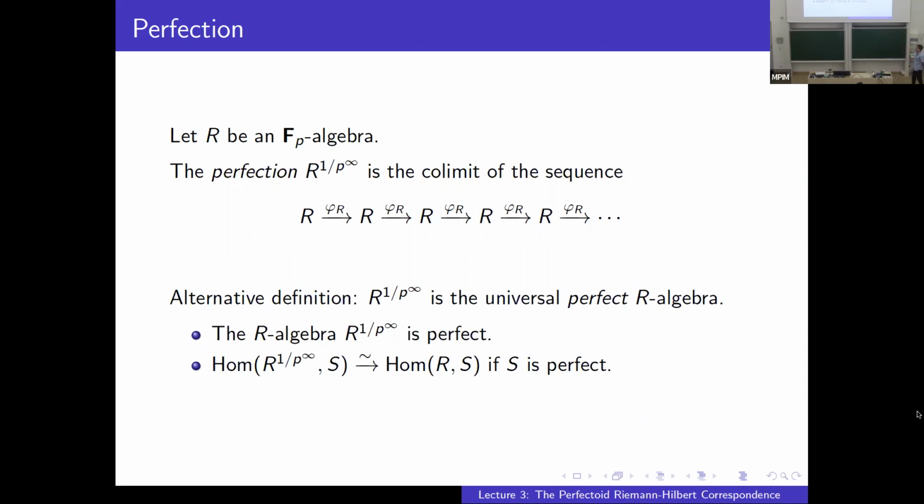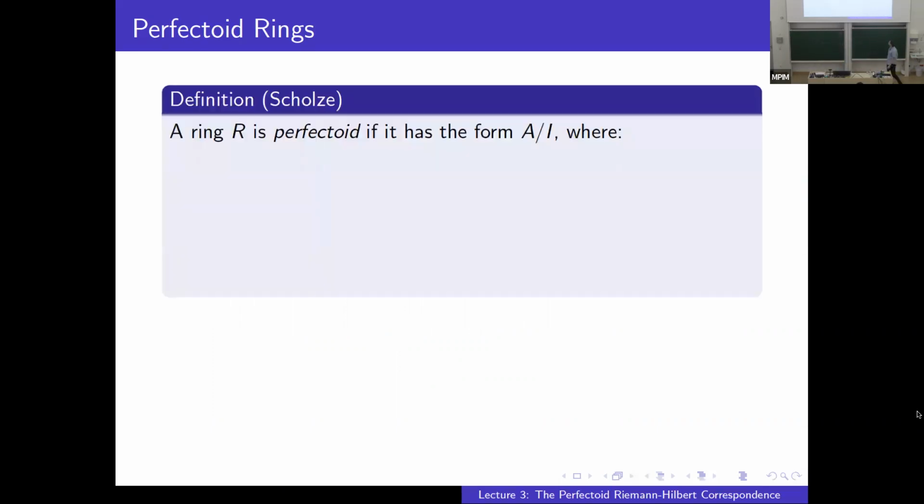So that's a characteristic P idea, but recently a very useful generalization of the notion of perfect ring was introduced by Peter Scholze, this notion of a perfectoid ring. Let me review this notion of perfectoid ring. There are a lot of ways to give the definition, but I'll pick one that's going to be convenient for what we're going to do with it. A commutative ring R is perfectoid if it has a presentation of a very specific form. You can write it as a quotient ring A mod I, where A is something that looks like the Witt vectors of a perfect FP algebra S.